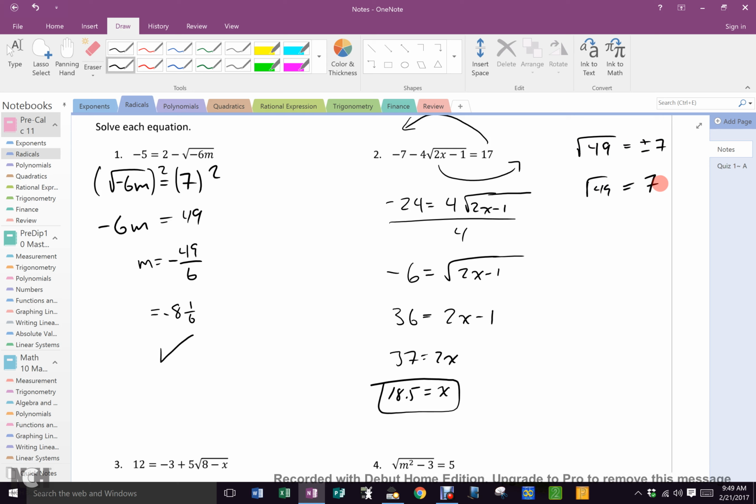Right? Got it? Actually, I shouldn't have done that. I should have done this. Square root of x equals 7. Now, because it's in an equation, I'm only looking for the positive root. Got it? Yeah. Are there any restrictions here, which I didn't explain, I didn't talk about? Are there any restrictions?